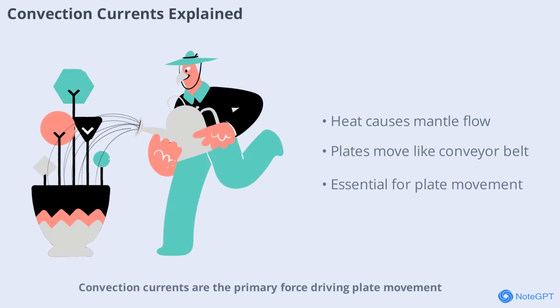Convection currents are the primary force driving plate movement. As heat rises from the Earth's core, it causes the mantle to flow in slow, circular patterns. Hot material rises, cools as it nears the surface, and then sinks again. This continuous cycle acts like a conveyor belt, moving the tectonic plates above. Without these currents, the plates would remain stationary and Earth's surface would look very different.